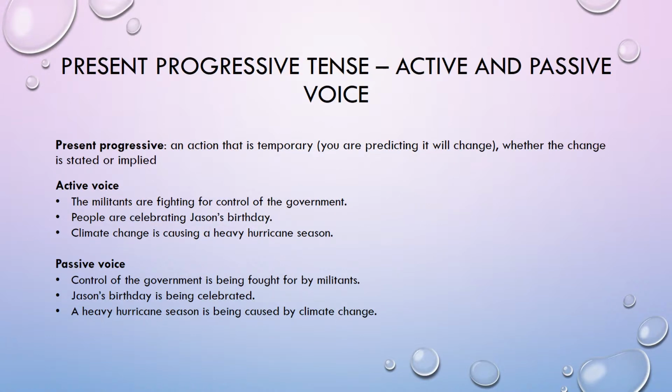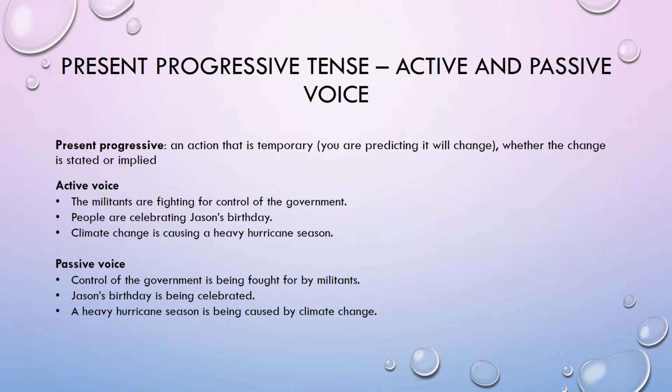Present progressive tense, or what some refer to as present continuous tense, describes an action that is temporary. This means you are predicting the action will change or end, whether the change or the end is directly stated or implied. So if we look at this in the sentences below, when we say the militants are fighting for control of the government, we are predicting that the fight will end at one point. We don't know when, but it will end.